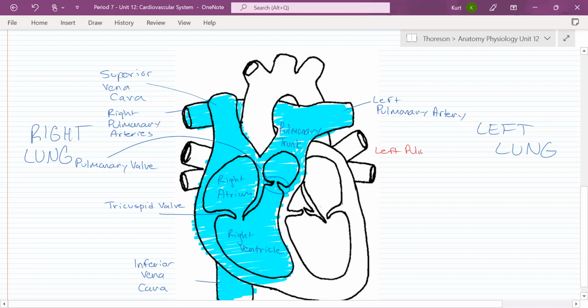Left pulmonary artery and right. Oh, did I say artery? I'm going to say vein. Excuse me.